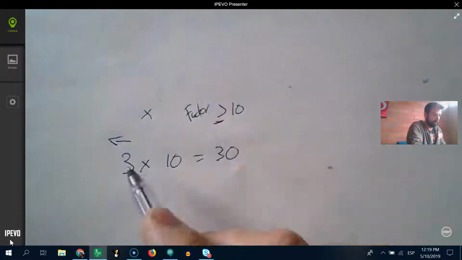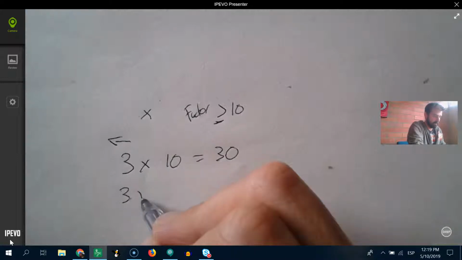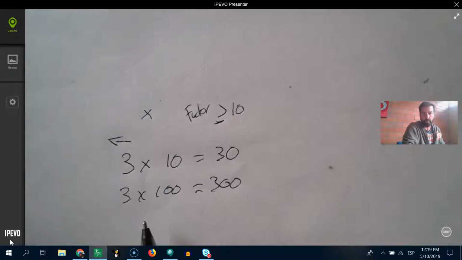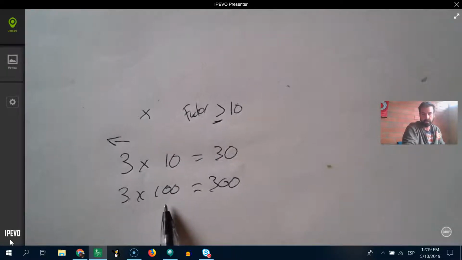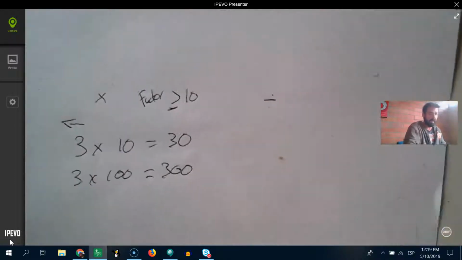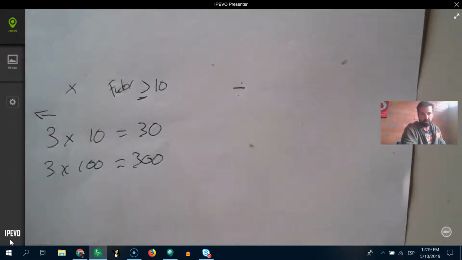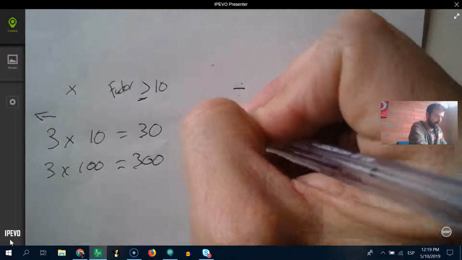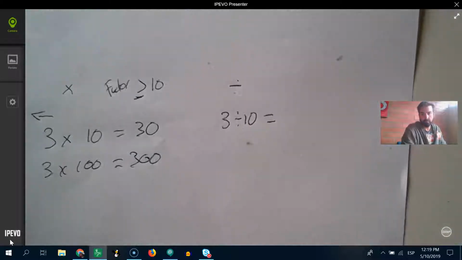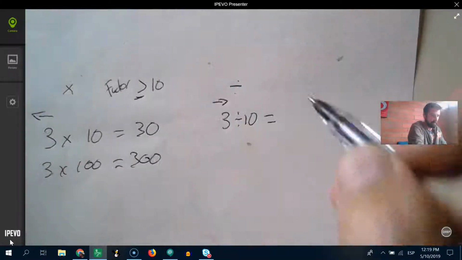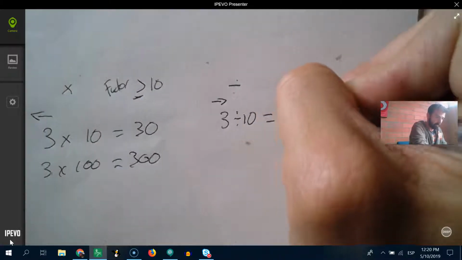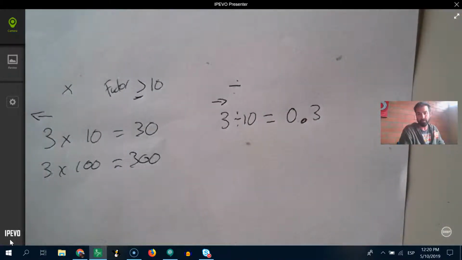So when we multiply 3 times 100, it's now moved 2 spots. It wasn't the ones, it went tens, hundreds. When we divide, however, by factors of 10, what happens? 3 divided by 10. You're right. It's going to move to the right. So that 3 is going to actually be 3/10, because it's 3 divided by 10.